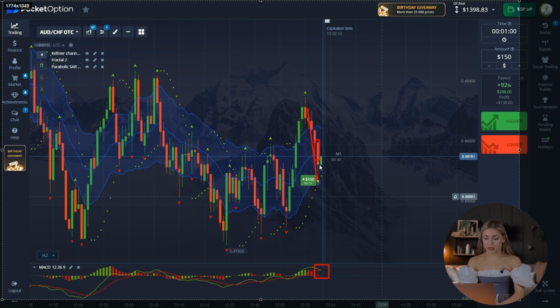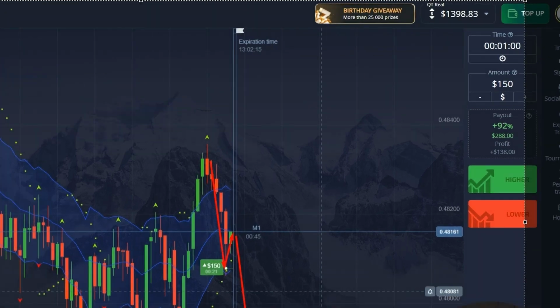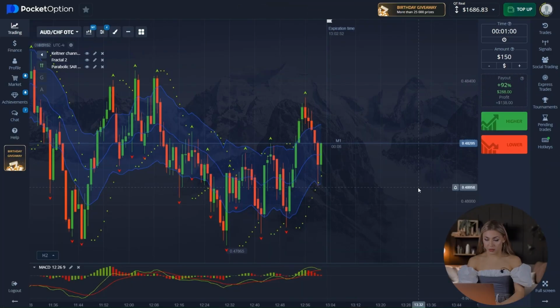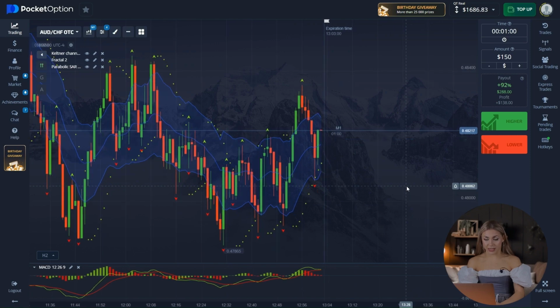But friends, after such a drop and a long-bodied red candle, a correction is usually due. And the lower boundary of the Keltner channel is a great spot to catch a bounce. Waiting for the correction to the middle line of the channel before it continues to drop. And that's exactly what happened. I've made a profit, and now let's look for another trading opportunity.